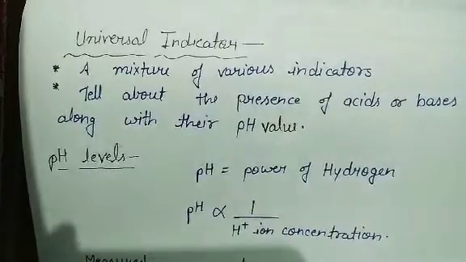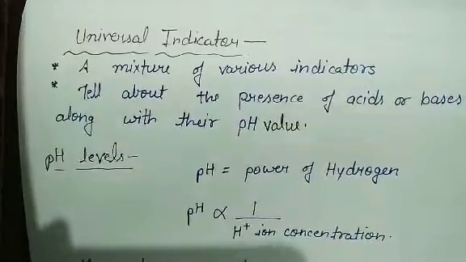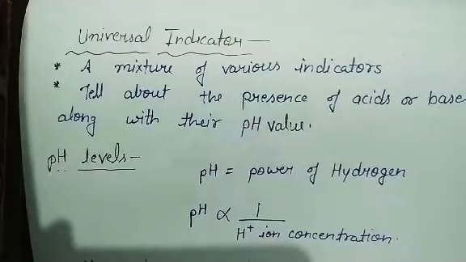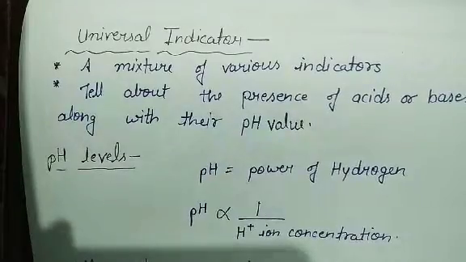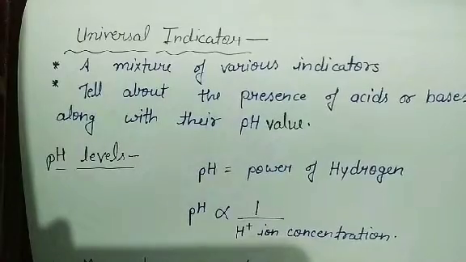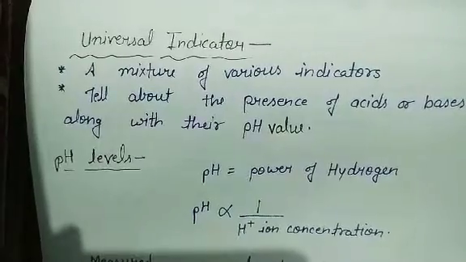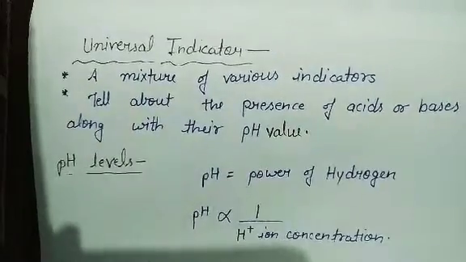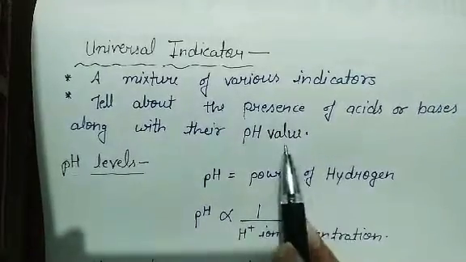The pH value is basically a unit which is used for measuring the strength of an acid or the strength of a base. That means how strong or how weak an acid is, or how strong or how weak a base is. How will you know? You will know by its pH level or pH value. So what a universal indicator does is tell you whether the given substance is an acid or not, and along with that it will also tell you whether that acid is strong or weak by showing its pH value.